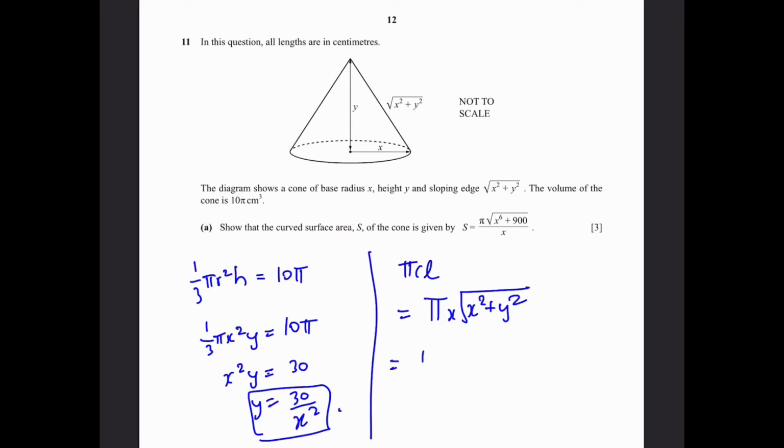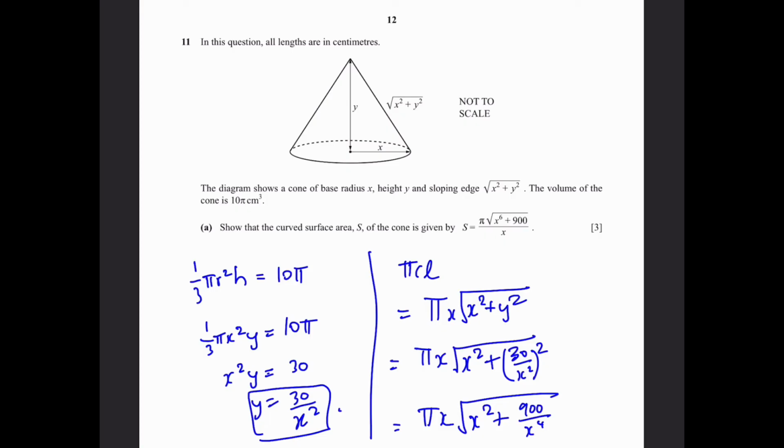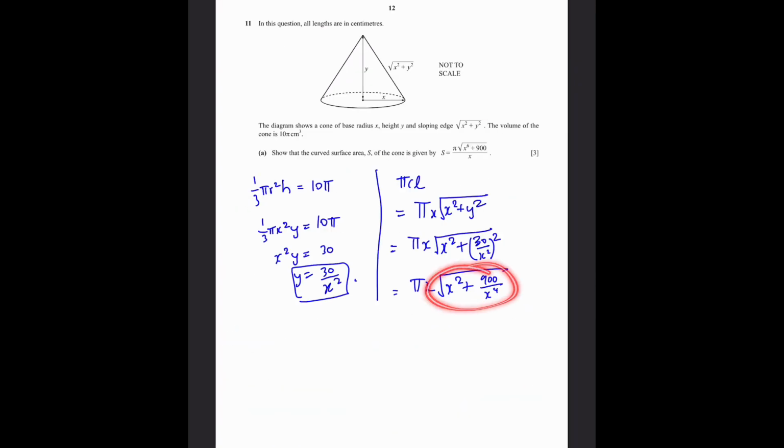So that's just going to be pi x square root of x squared plus 30 by x squared, the whole squared. That's pi x times the square root of x squared plus 900 by x to the power of 4. Well, but how do we bring this into what we need to bring into? S is equal to pi root x to the power 6 plus 900 divided by x.